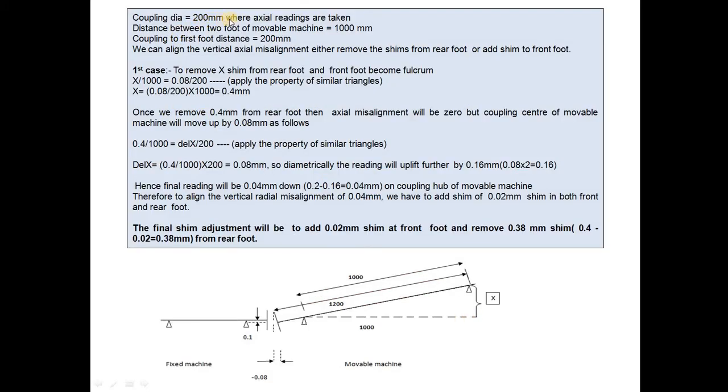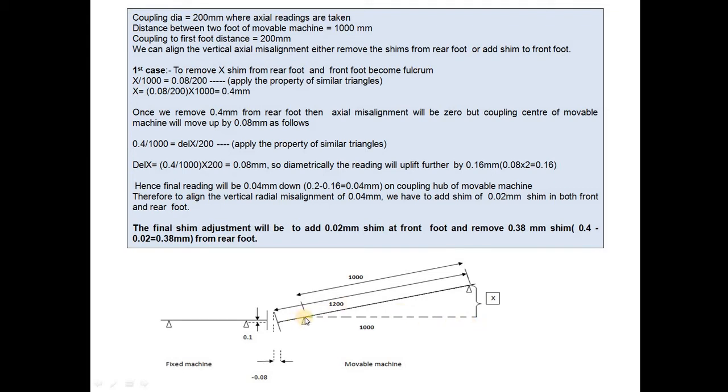Suppose coupling diameter is 200 mm. Distance of the 2 feet is 1000 mm. Coupling center to first distance is 200 mm. In the first case, we have decided to remove the shim from the rear foot. Suppose we have to remove X. How will we come to know the value of X? It is simple trigonometry, simple geometry. X divided by 1000 is equal to 0.8 divided by 200. So we get X equal to 0.4. That means we have to remove 0.4 shim from the rear foot.